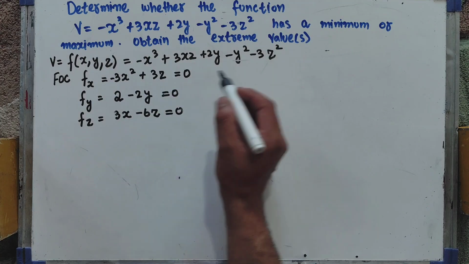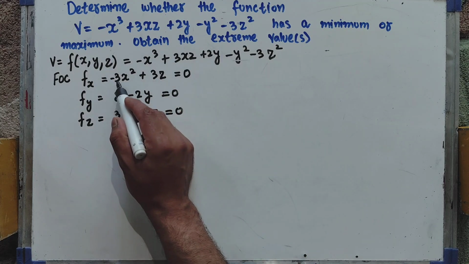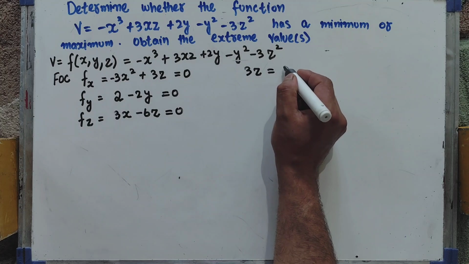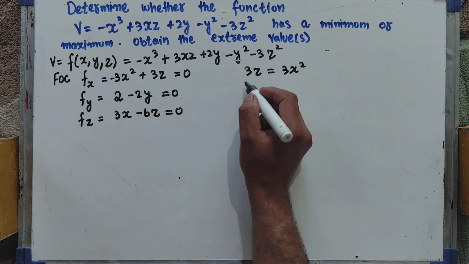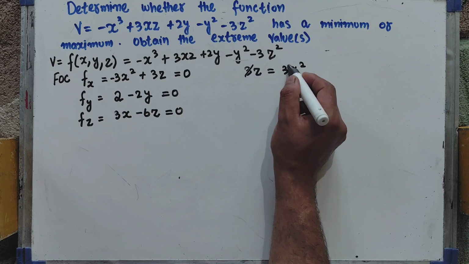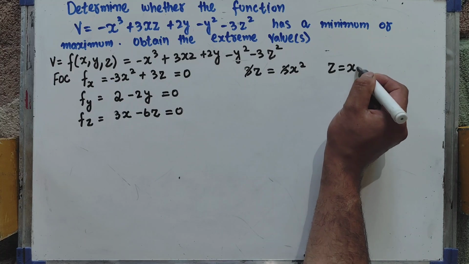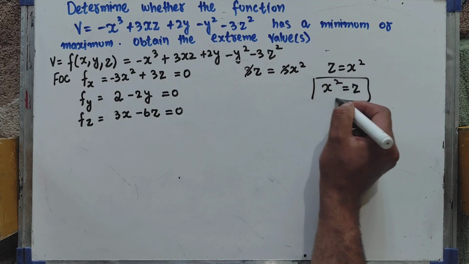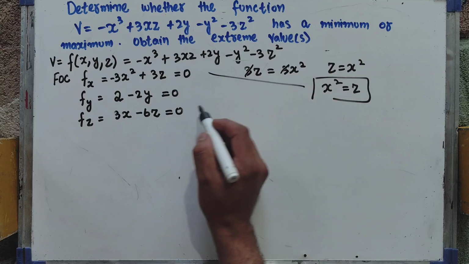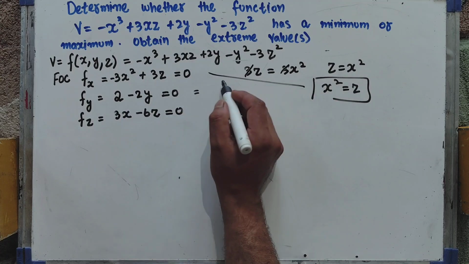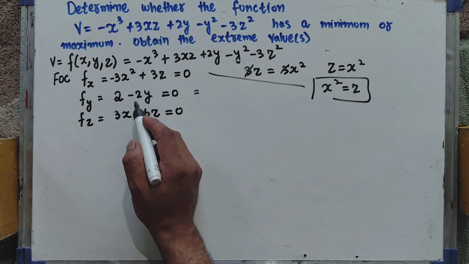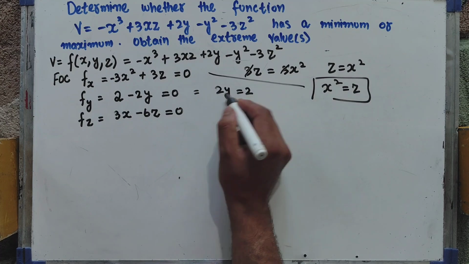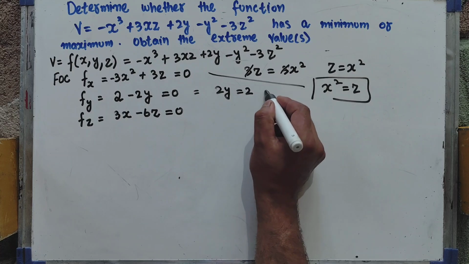From the first equation we have minus 3x square plus 3z equals 0. If I transpose, we get 3z is equal to 3x square. Dividing both sides by 3, we get z is equal to x square, which gives us x square is equal to z. This comes from the first equation. In the second equation, if I solve this, we get 2y is equal to 2, dividing both sides by 2, we get y is equal to 1.